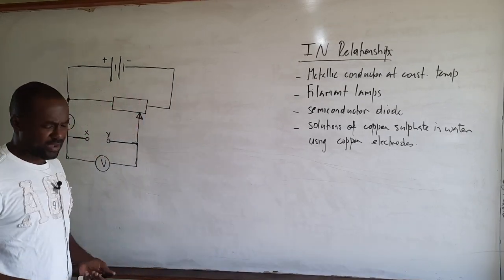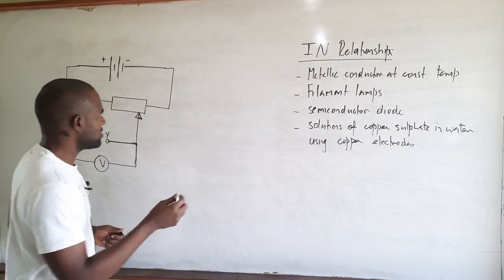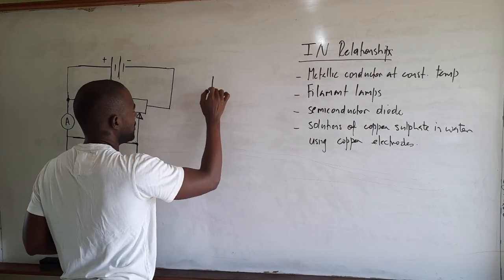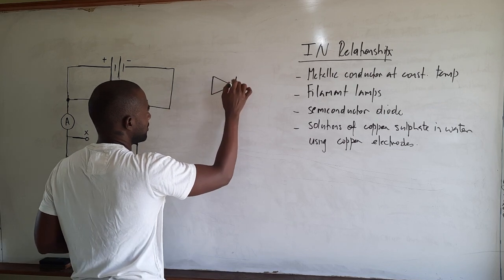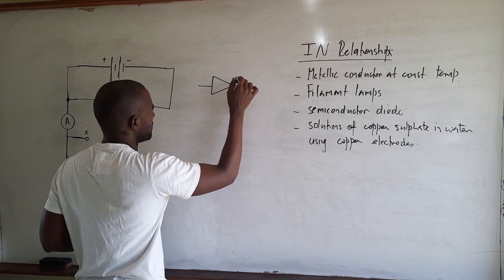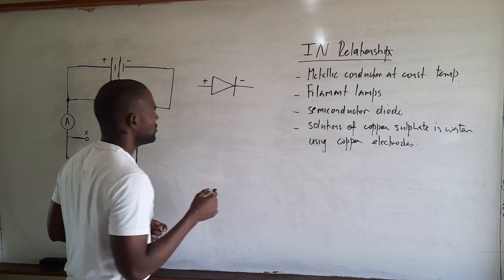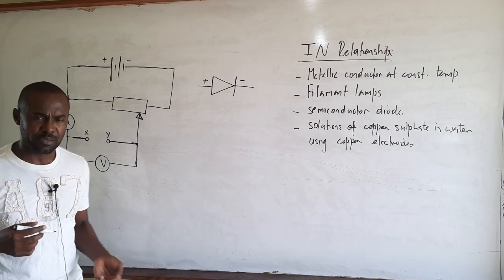Now, the third device we will examine is the semiconductor diode. This is the symbol for a semiconductor diode. It's a little triangle with a little bar at the end. So this will be the positive end, and that will be the negative end. This is the symbol for a semiconductor diode.